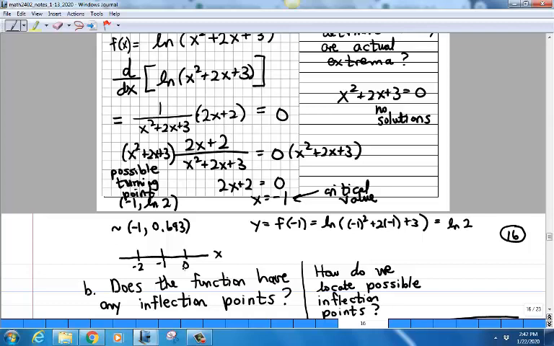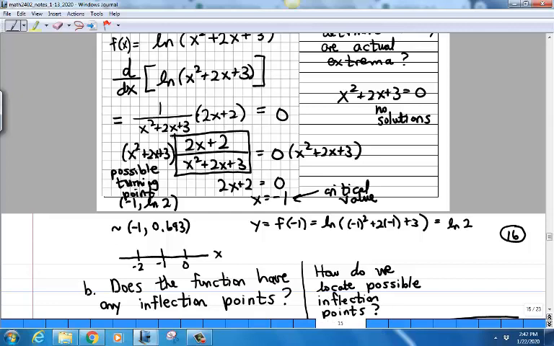Plug it into what? Not the original function. The derivative. It's the derivative that gives you direction, right? The original function just gives you the output. It's the derivative that gives you the direction of the function. So plug those numbers into the derivative. Do we know what the derivative is? Where's the derivative? Not sure I ever wrote it down, but there is the derivative. Okay.